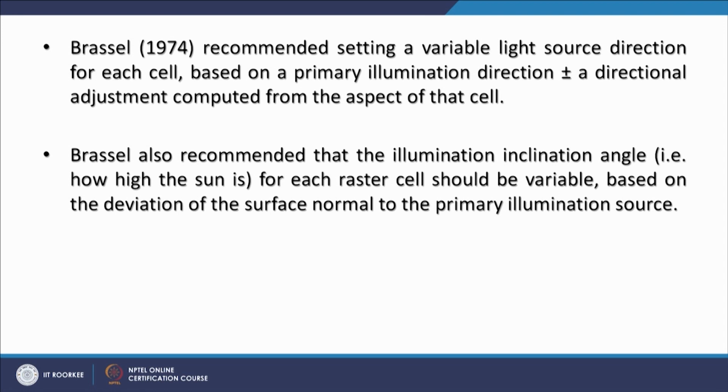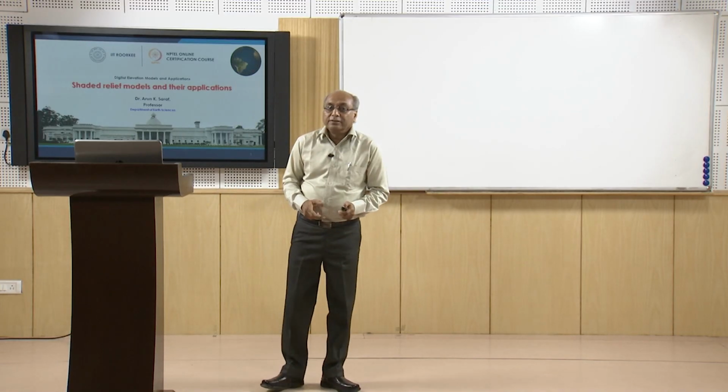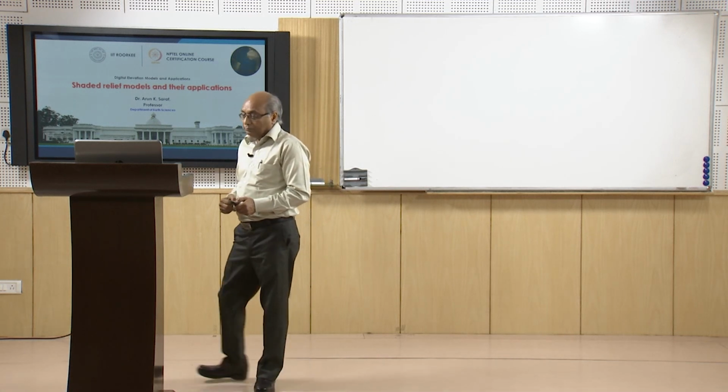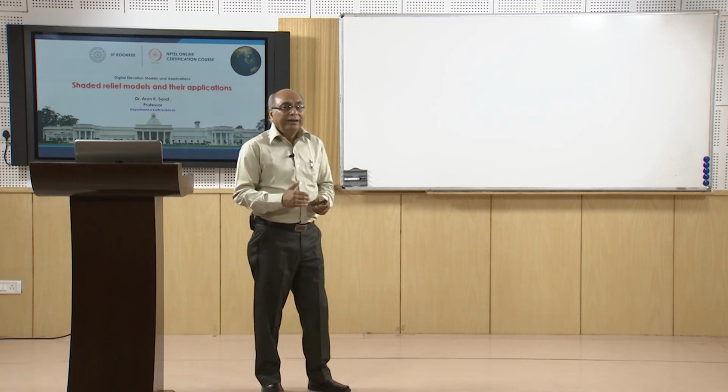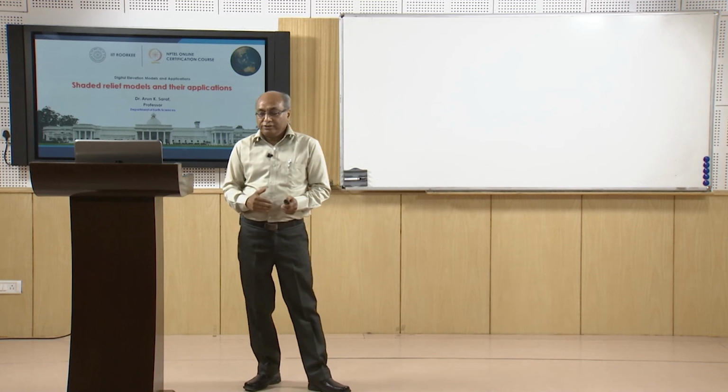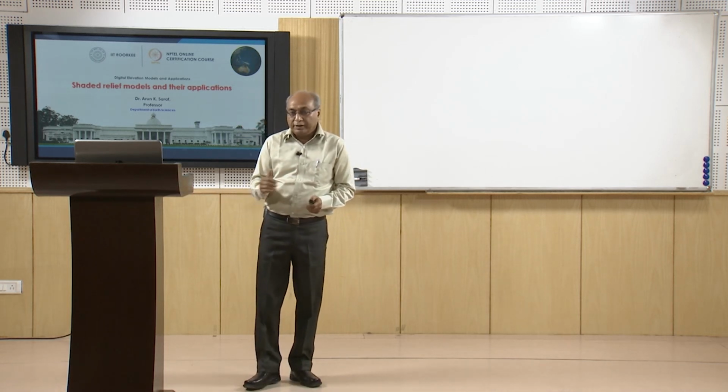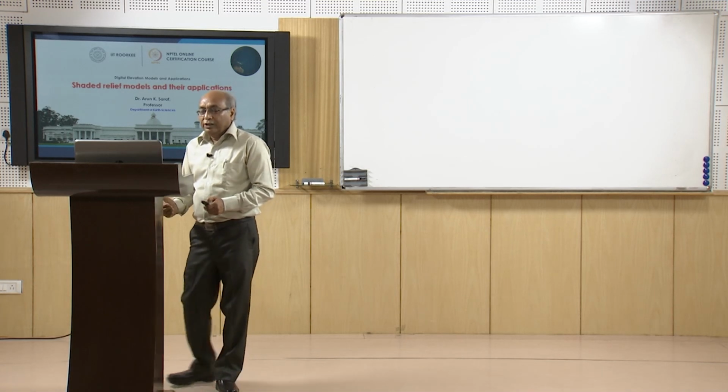This is based on the deviation of the surface normal from the primary illumination source. So you can have multiple azimuths as well as multiple sun elevation angles. By Brassel's method, every cell could receive a hillshade based on a different illumination angle. However, so far this has not been implemented exactly as he proposed, but partly it has been implemented in GIS and digital image processing software. We will see the algorithm part as well as the results and then compare.